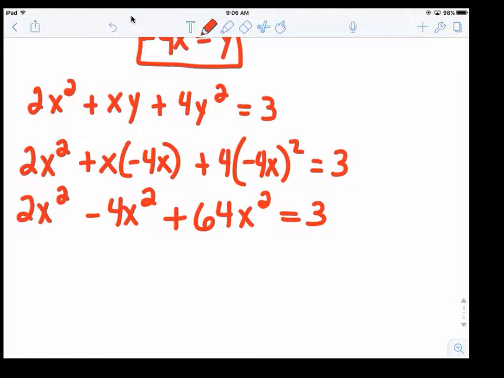Okay, so very nicely, they are all the same exponents, so I can put them together. That gives me 62x squared equals 3. So x is going to be what, plus or minus?